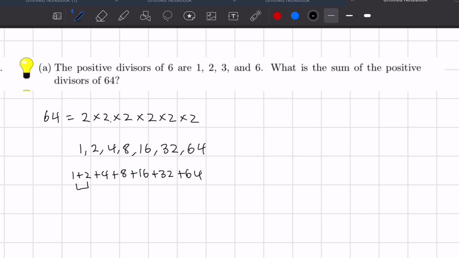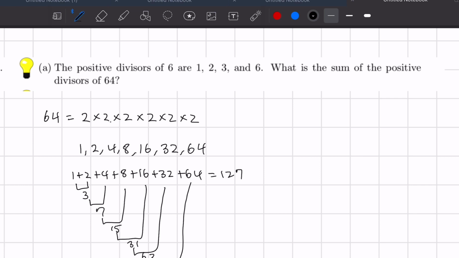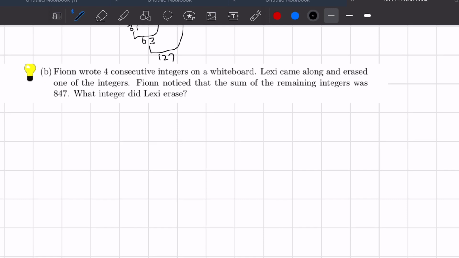So this is 3, 7, 15, 31, 63, and the last one would be 127. So that would be our final answer. Pretty simple, and we'll move on to part B.